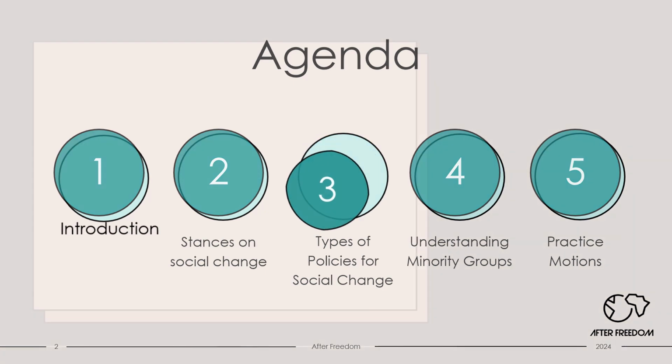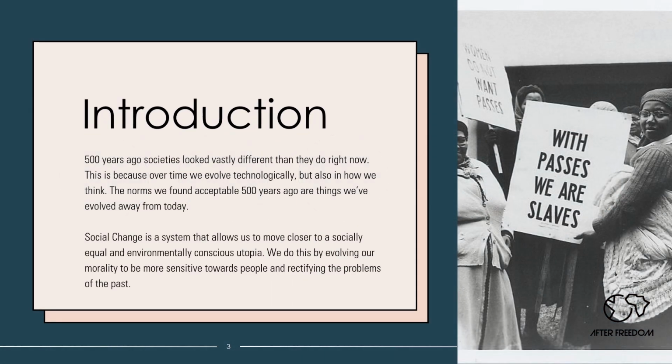So, in terms of understanding what advancing social change is about. 500 years ago, society looked very different to how it looks now. This is partially due to the kind of technological evolution that we've had, but also a very clear social evolution and a moral evolution. This is because humanity itself is predicated on the idea of striving towards a utopia.